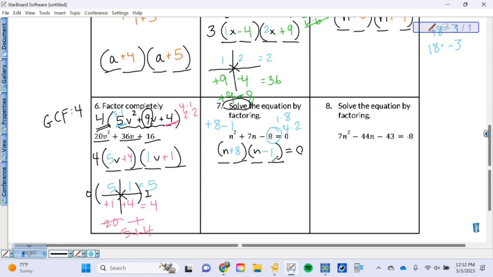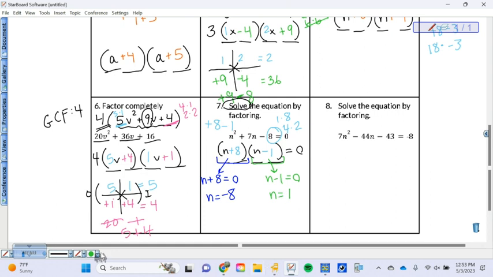You might just be able to tell me the answer right from there, but let's kind of talk about it. Remember, if I have two things multiplied together that give me 0, one of those things has to be 0. So we figure this out by setting n plus 8 equal to 0, as well as n minus 1 equals 0. So if n plus 8 equals 0, what does n equal? Negative 8. And if n minus 1 equals 0, what does n equal? Positive 1. That's my answer.